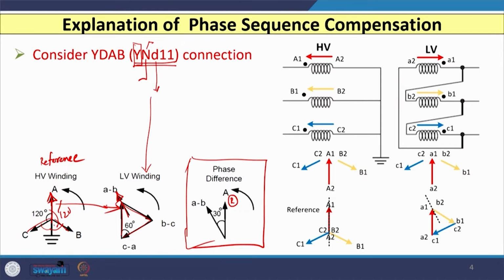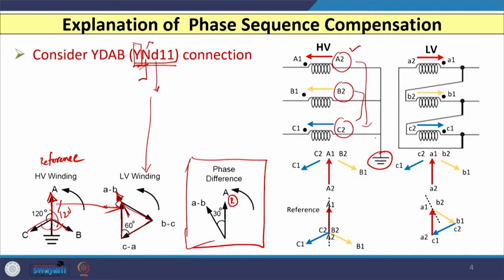So, if I consider the HV winding as the star winding, that is first is the HV winding, that is star N. So, we have considered here HV winding in 3 phase form, that is star connected, and the neutral of this is grounded, you can see here. And if I consider the phasor with specific dot, then you can see I have shown the phasor from A2 to A1, B2 to B1 and C2 to C1. So, you can see that all these 3 points A2, B2 and C2, they are connected at same point.